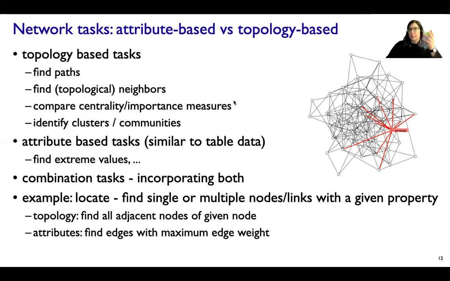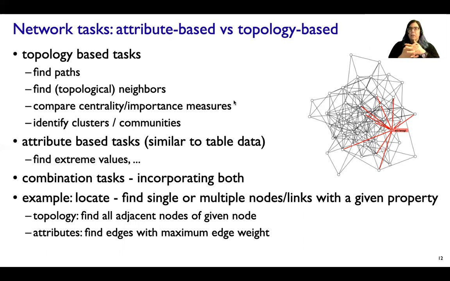We might compare these measures like we just saw, the centrality or the importance. We might want to try to identify some sort of cluster or community structure in the graph. And we'll look at some algorithms and idioms for that in a few minutes. But that's not the only thing we can do with graphs. Remember that if we have attributes attached to either the nodes or the links, we could ask some of the same kinds of questions about these attributes that we would ask if it were tabular data and these were just items in a table, right? We could try to find extreme values of attributes or understand the distributions.